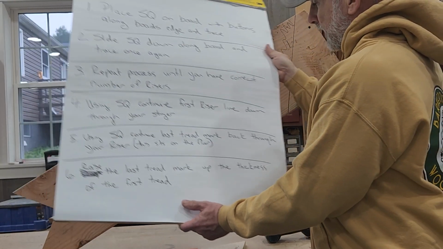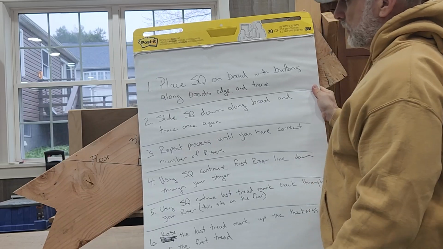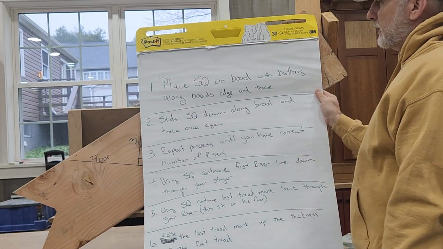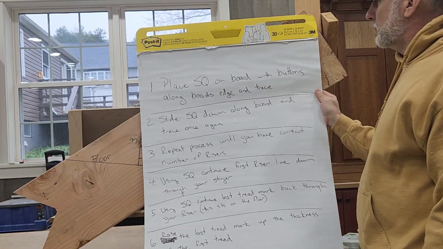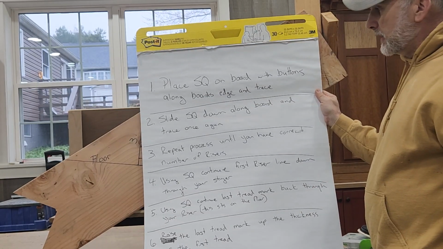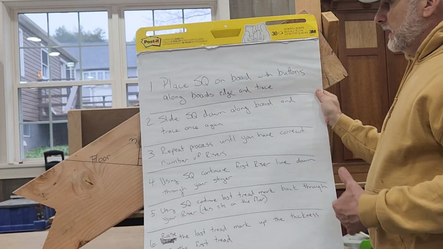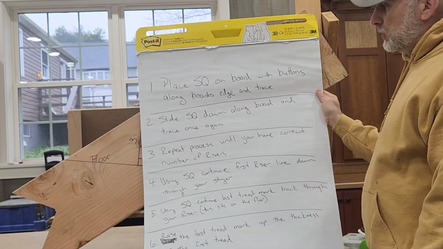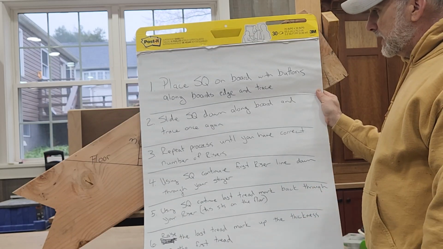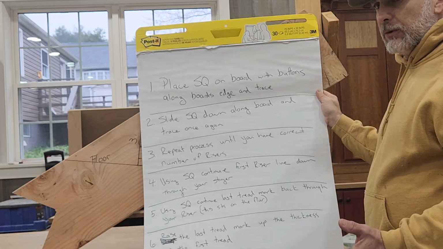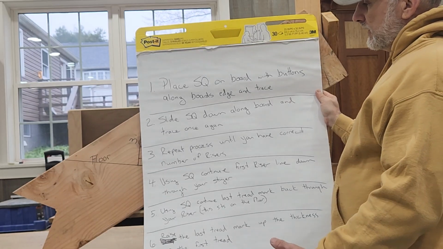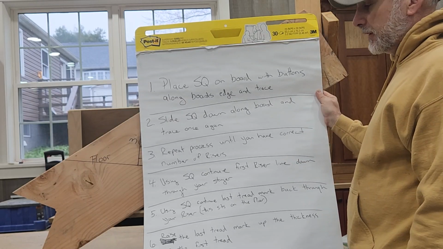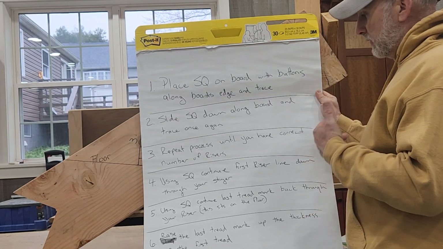What I've done here is I've written these steps down for you so that you can keep these in mind. So our first step is we're going to place our square on the board with the buttons along the edge of the board, and we're simply going to trace out our square. Step number 2, we're going to slide the square down along the edge of the board. We're going to trace it once again. Step 3, we're going to repeat the same process of step 1 and 2 until we have reached the correct number of risers.